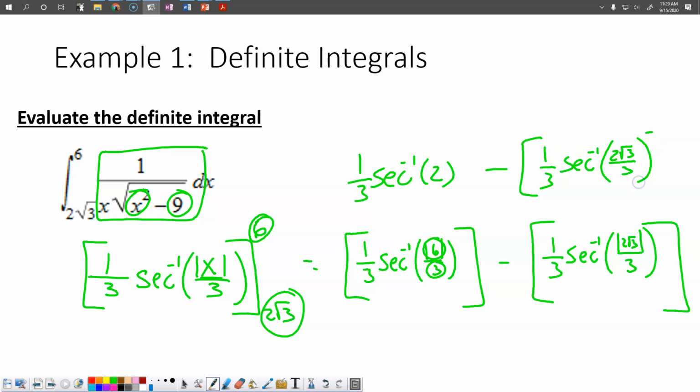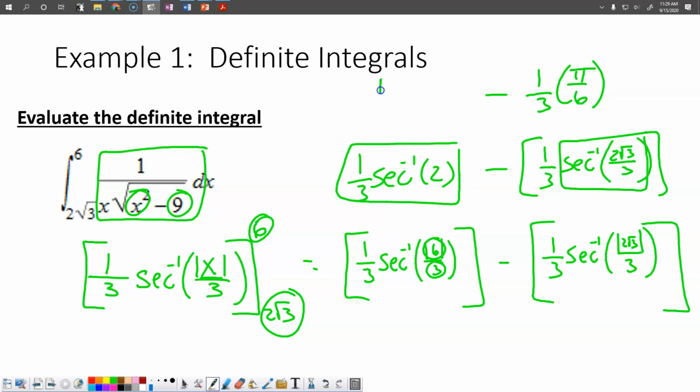It doesn't change anything. But we just did this on the last slide, right? And what did we get for our answer? I believe we got pi over 6. So I've already worked that one out for you. But now you guys get to try to work this one out, okay? So we have 1/3, and then you guys need to figure out what is arcsecant of 2.